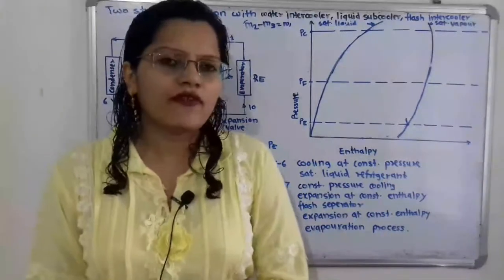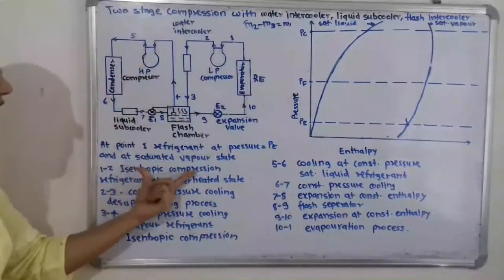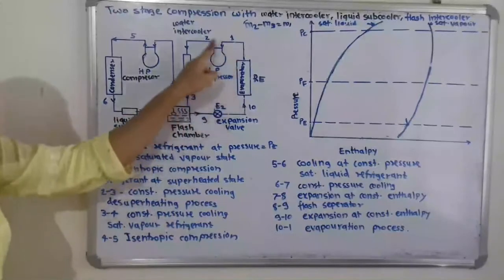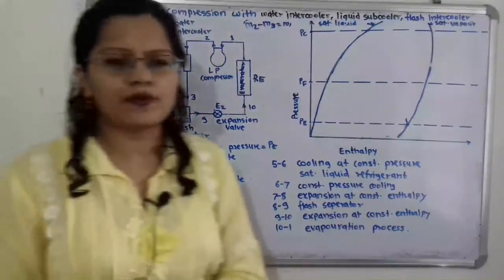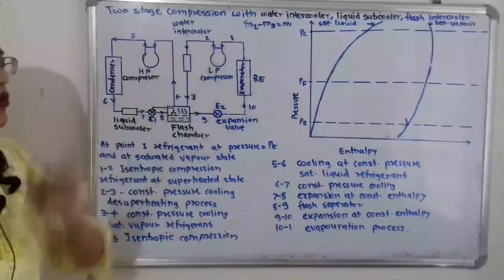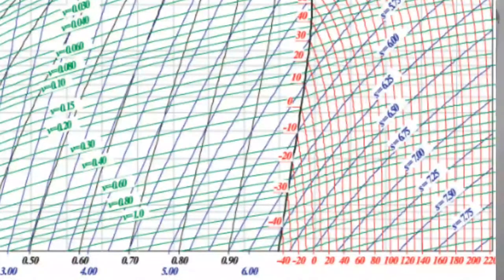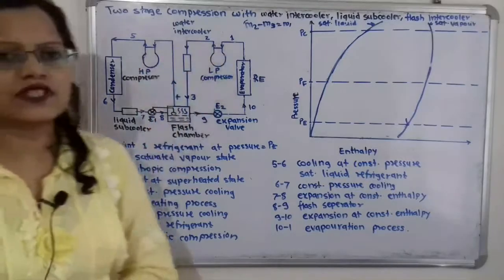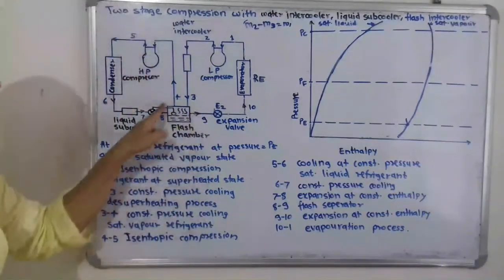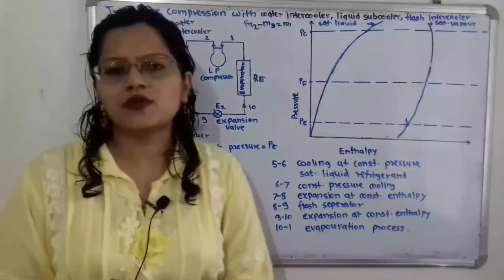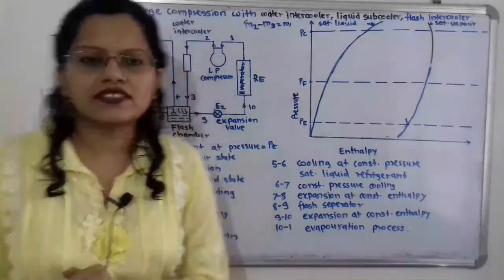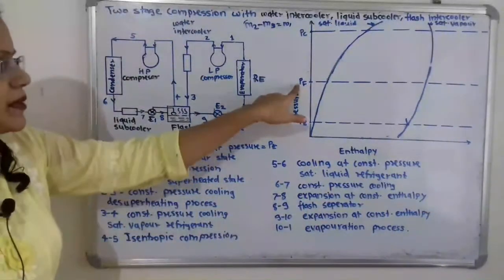So what is the first process? The first process is isentropic compression, and that is taking place in this low pressure compressor, and that is the process 1 to 2. It means the entropy remains constant at the time of compression. So what is happening after compression? Its pressure is getting increased. Up to which pressure is the compression process taking place? Up to this flash chamber pressure, which we will consider as PF.